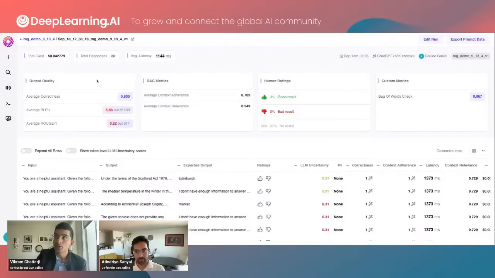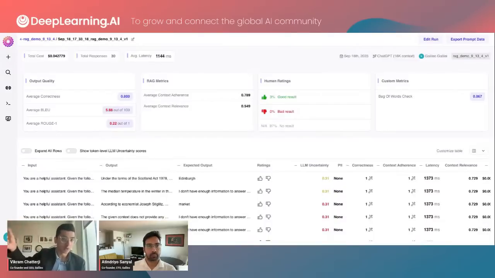So to start out with, I can see that the average correctness is not great. It's good. It's 0.8 out of 1, but not great. Imagine if your F1 score for an NLP model was 0.8 and you can't ship that. It's probably going to be wrong 10 to 20% of the time. That's not great. So I want to look into this more. So why is that happening? Turns out that the context adherence is not great either. It's 0.789. So that should be ideally a 1.